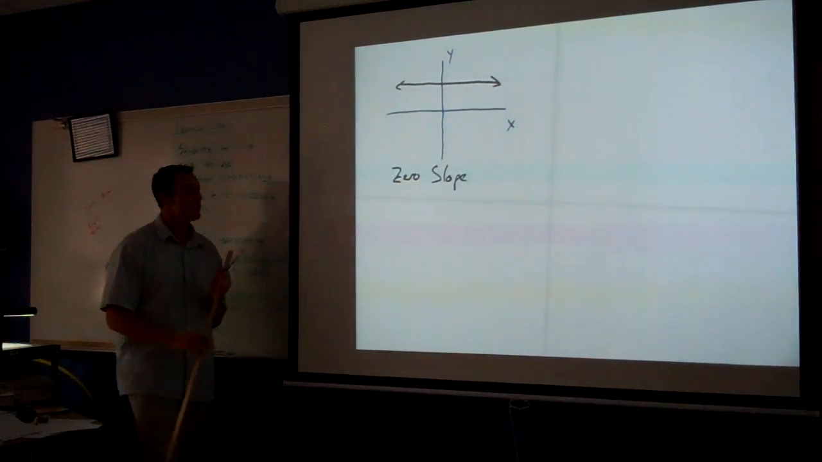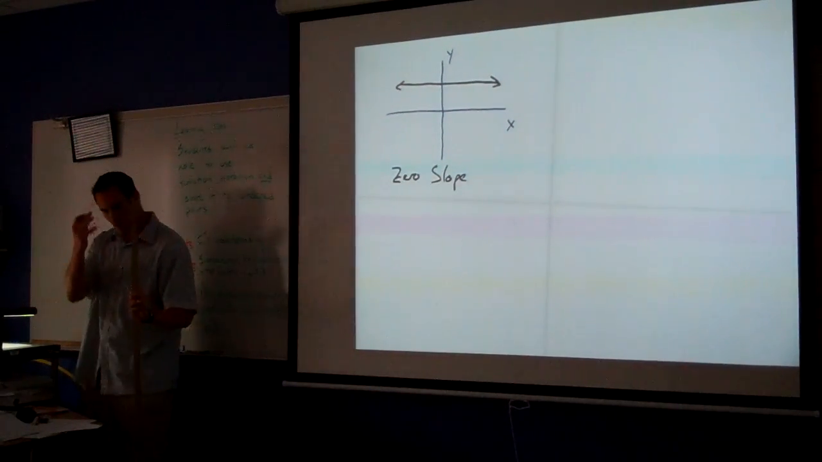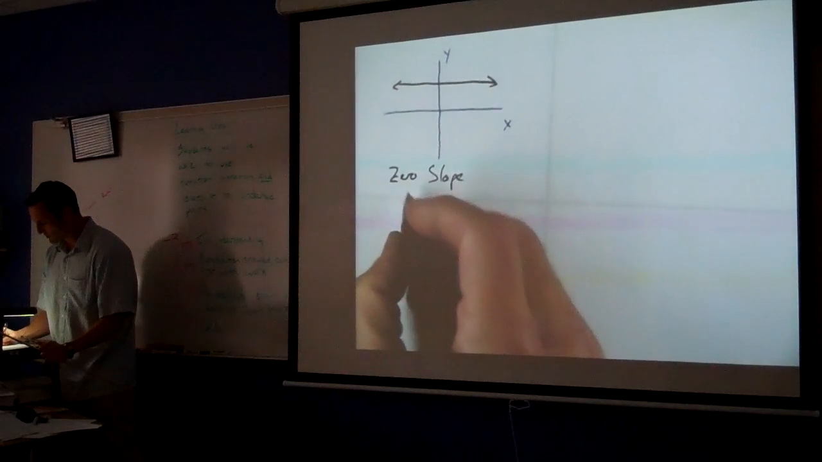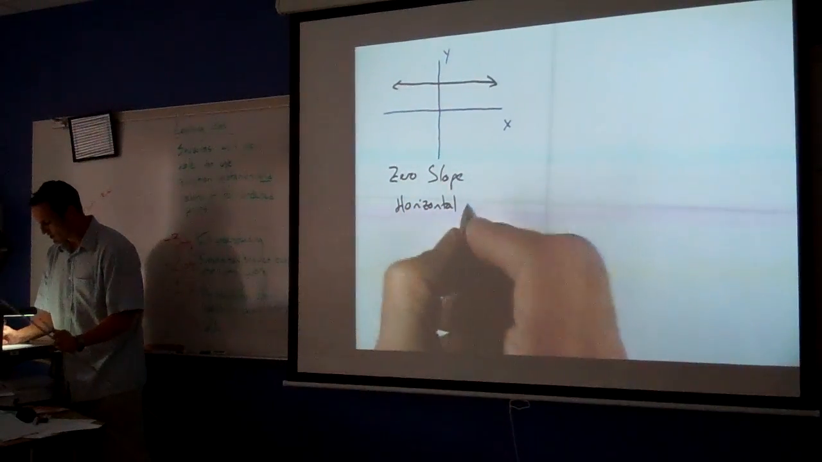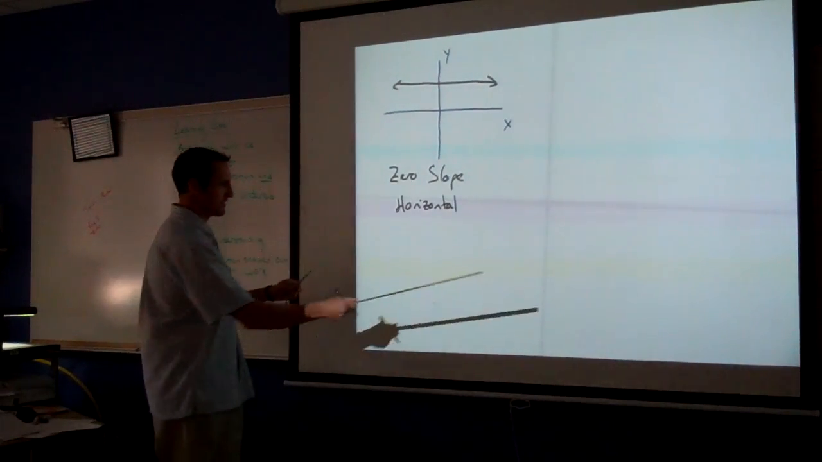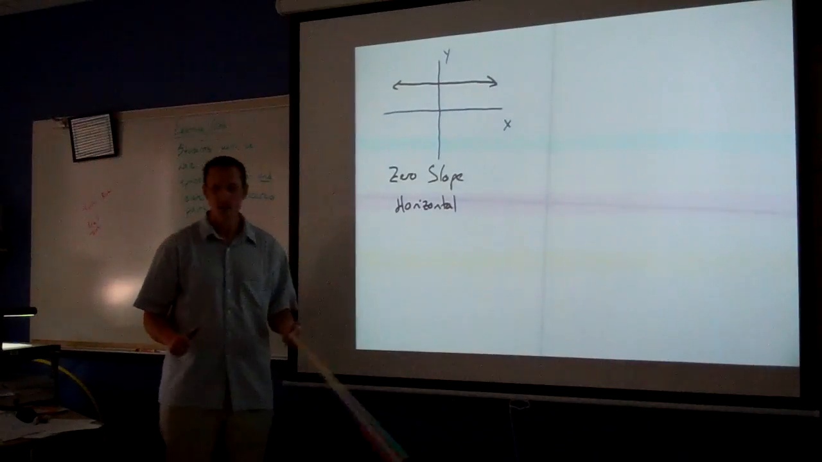And the slope of zero looks like a horizontal line. So we can start to remember that a zero slope line is also horizontal. Just like the horizon. The sun sets over the horizon. Horizontal line. So you picture the sun setting on the horizon.